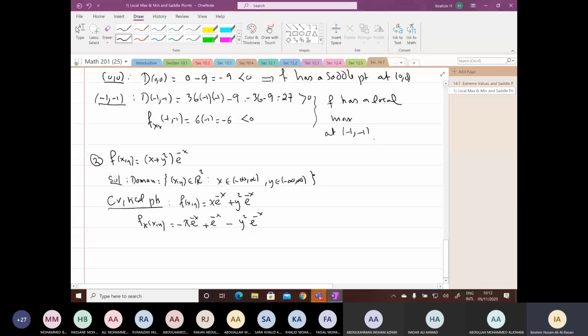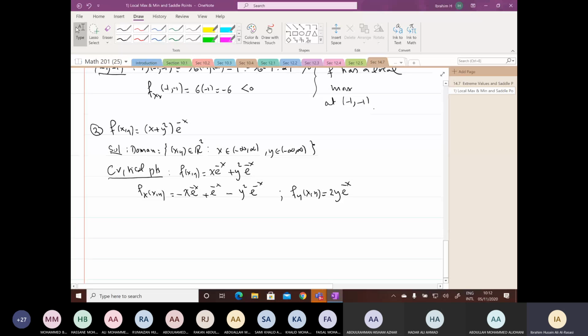What about f sub y? The derivative of the first term will be 0 with respect to y. For the second term, it will be 2y e to the minus x. This is f sub x and f sub y.